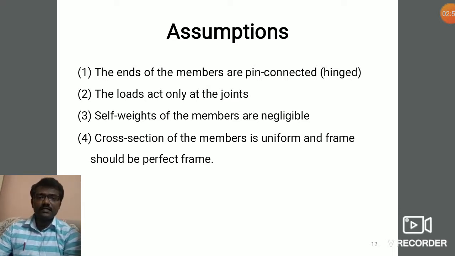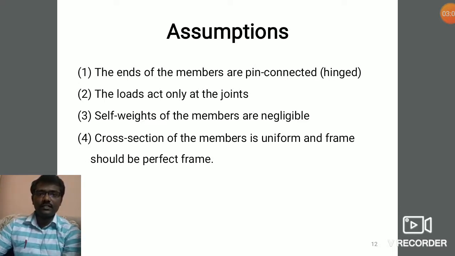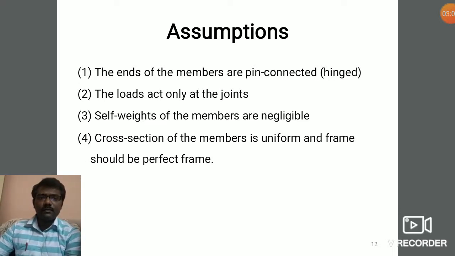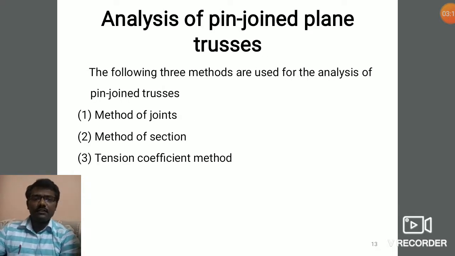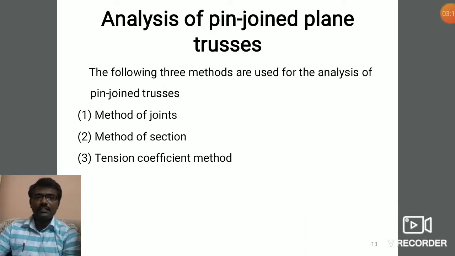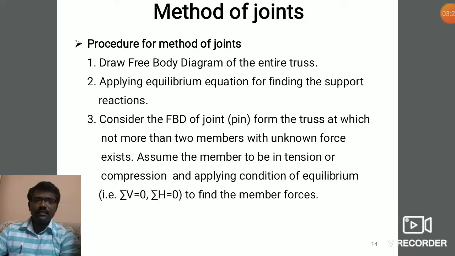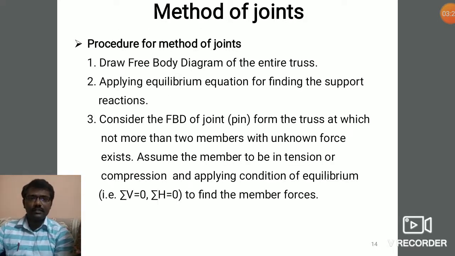And these are the assumptions to be followed for finding the member forces using the method of joints, method of sections, and tension coefficient method. That is, the ends of the members are pin jointed, the loads act only at the joints, the self weight of the members is negligible, the cross section of the members is uniform, and the frame should be perfect. For analysis of pin jointed plane trusses, there are three methods used: method of joints, method of sections, and tension coefficient method. In this lecture, we are going to discuss in detail the method of joints.